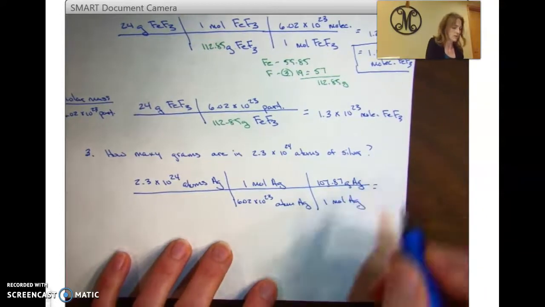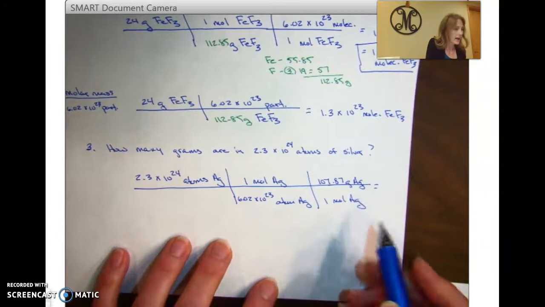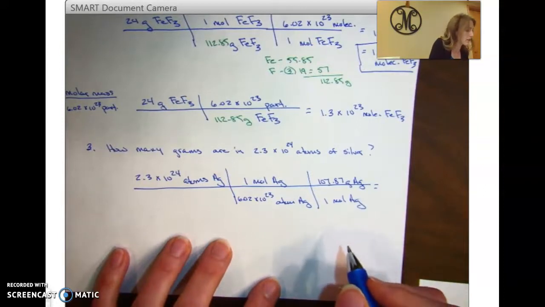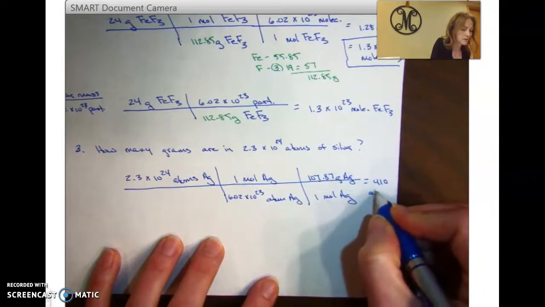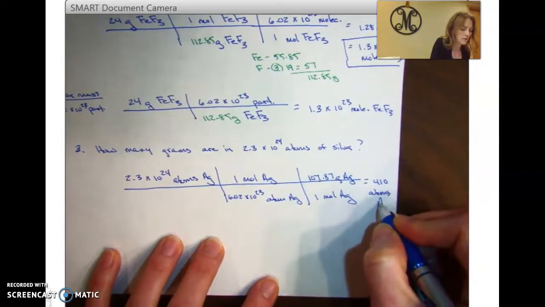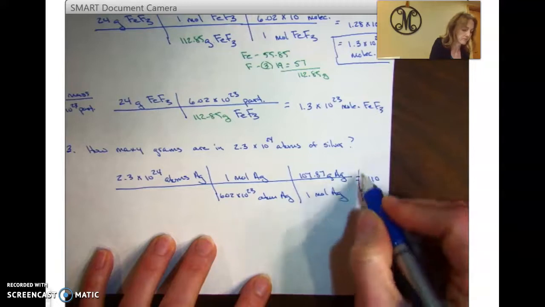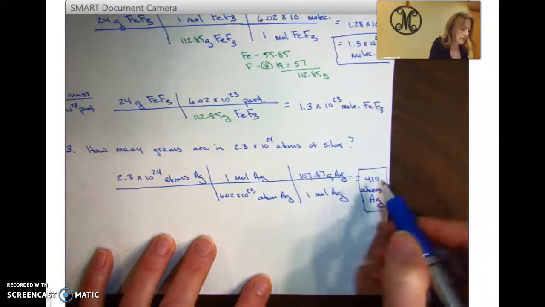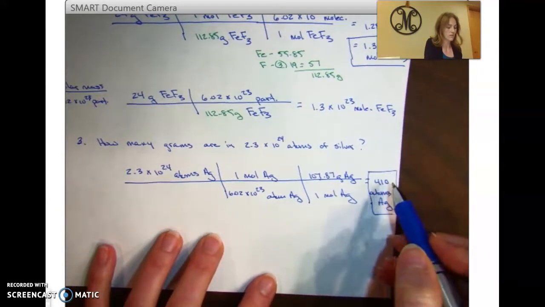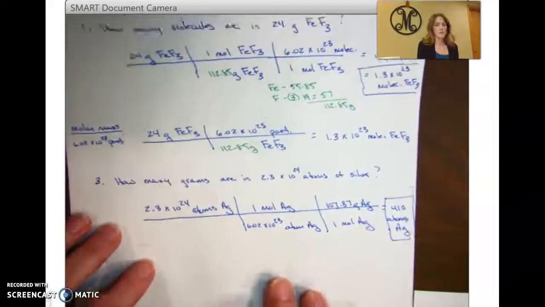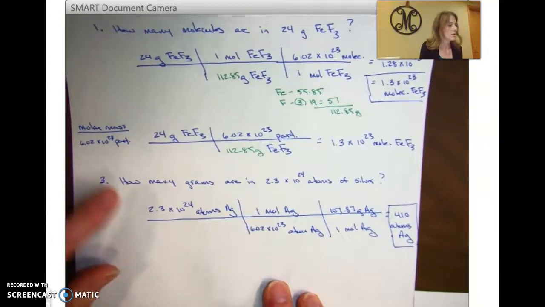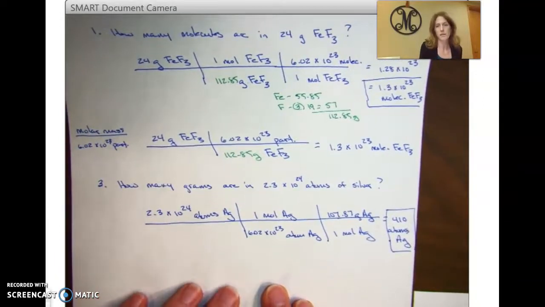Put all these numbers in the calculator and you end up with 410 grams of silver. I have 2 sig figs here, and I have 2 sig figs there. So there's 1 and 3 on your worksheet. Your assignment is posted in Classroom.